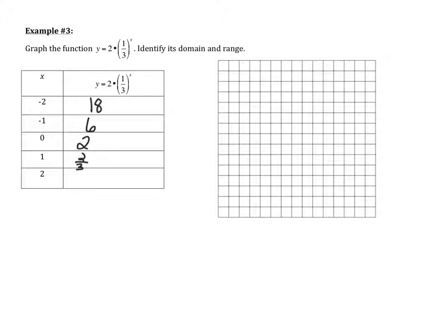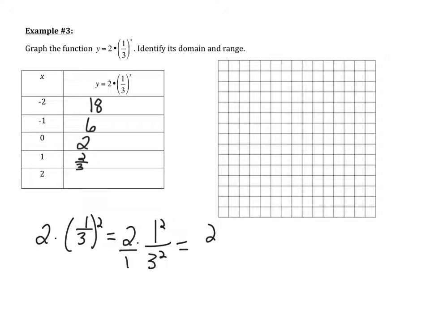And finally, let's figure out what y is equal to when x equals 2. So it would be 2 times 1/3 squared. So let's take care of the exponent first. It would be 2 times 1 squared over 3 squared. I don't need to flip it this time because I don't have negative exponents. So that would be equivalent to 2 over 1 times 1 over 9. So I would get 2 over 9 as my fraction.